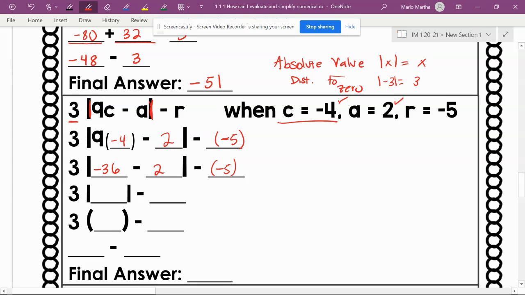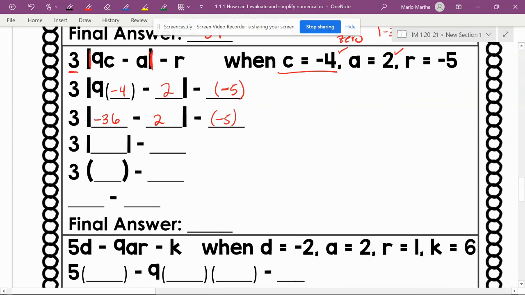Okay, and then again, I want to simplify what's inside the absolute value symbol. So that's negative 36 minus 2. Add them up, keep the negative again. So negative 38. And then outside we have negative 5. So again, when you guys take the absolute value of any number, even if it's a negative number, it comes out positive. So here it's going to be positive 38.